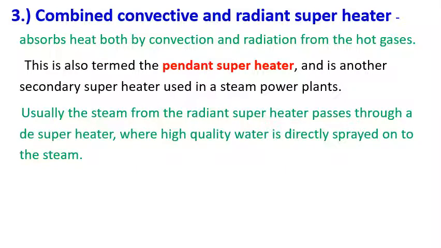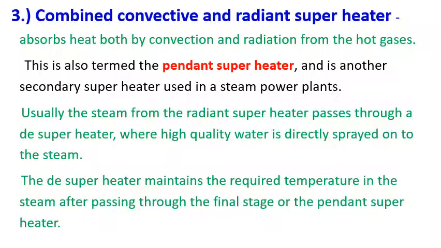This is called a pendant superheater, and another, a secondary superheater, is used in a steam power plant. The desuperheater maintains the required temperature of the steam after passing through the final stage of a pendant superheater. We have not studied desuperheaters yet. In the next slide, let us understand what is meant by desuperheaters.